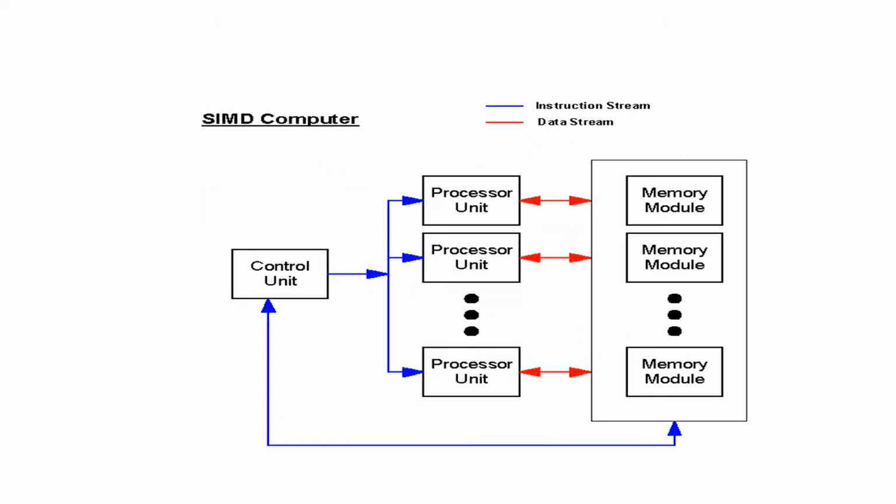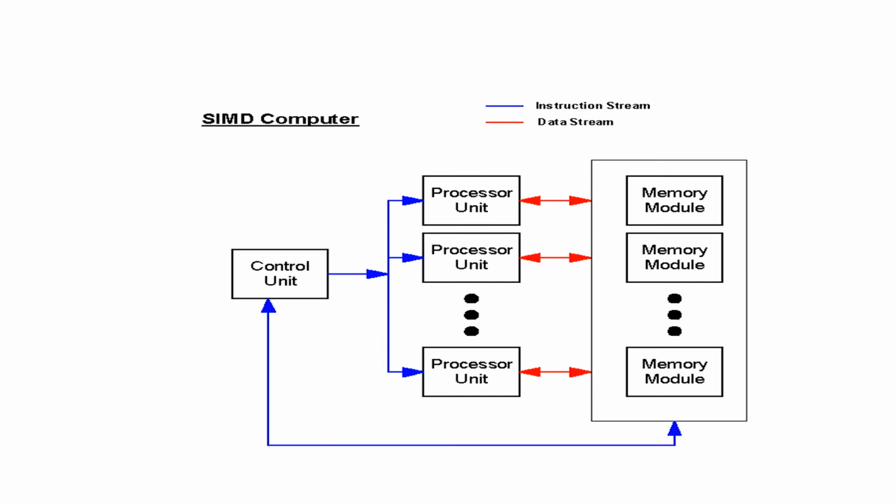2. Single instruction multiple data stream, SIMD. Such systems typically consist of a single control unit, multiple processors, multiple memory modules, and an interconnection network. The control unit fetches instructions from memory, decodes them, and then executes them itself, or transfers the instructions to other processing elements.